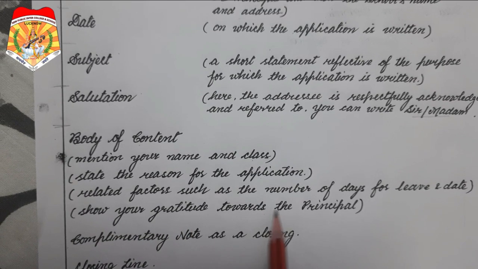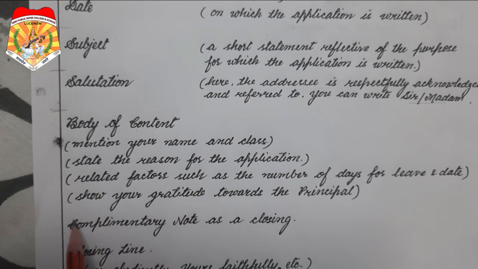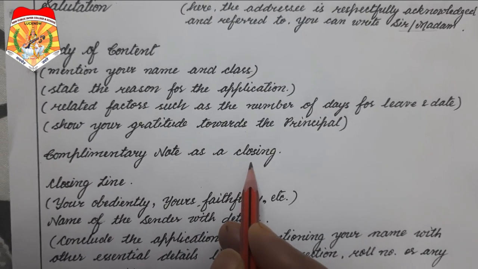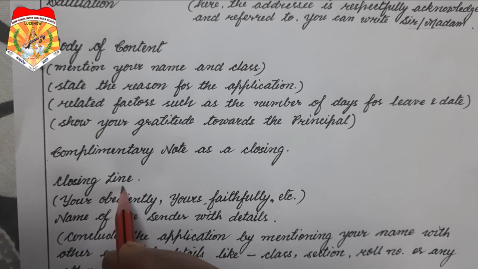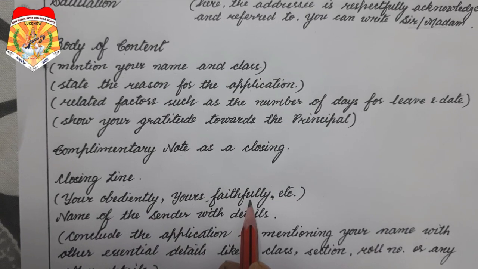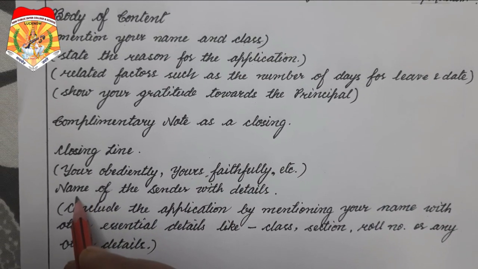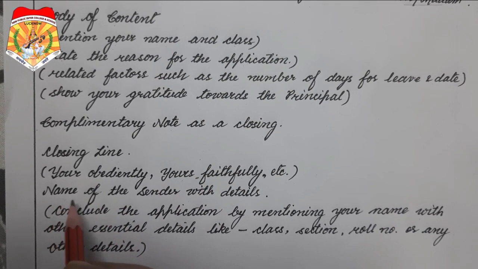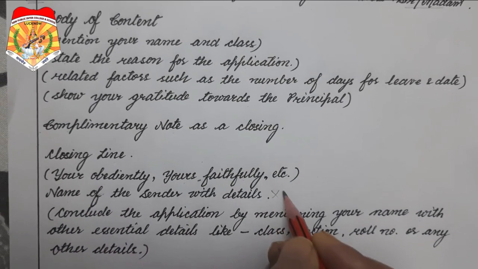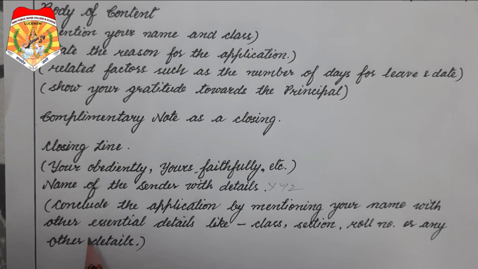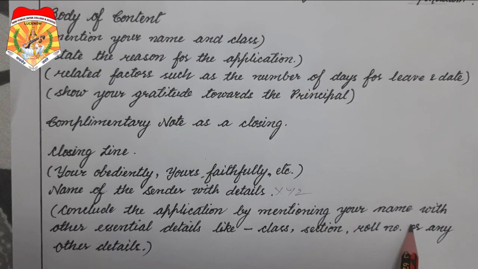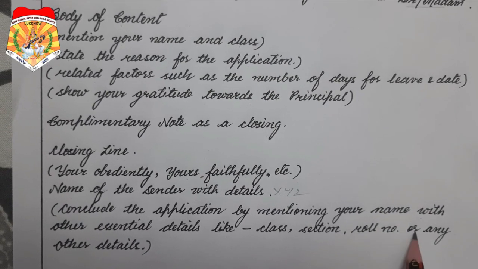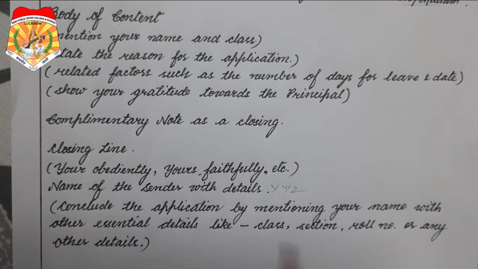Show your gratitude towards the principal, and then you will write complimentary note as a closing. You will close the letter with yours obediently or yours faithfully, etc. And after writing yours obediently or yours faithfully, you will write XYZ or ABC according to the board pattern. And after that, you can conclude the application by mentioning your name with other essential details like class, section, roll number, or any other details.